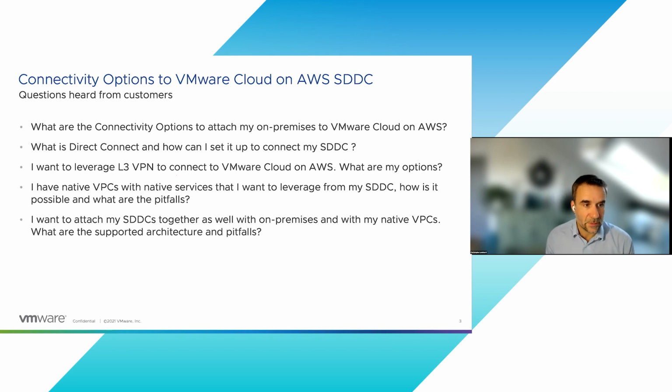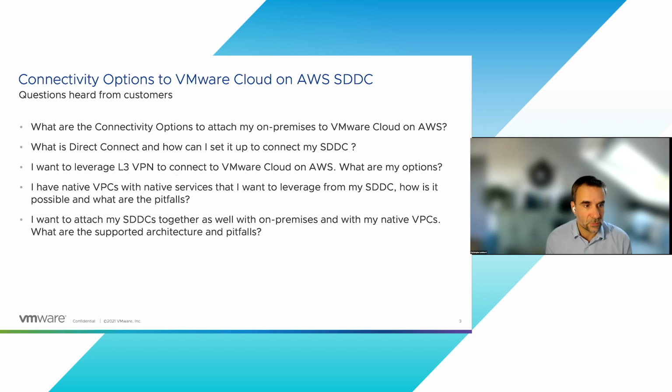Then going a little bit more in depth, we're going to be talking about what Direct Connect is and how I can set it up to connect my SDDC to VMC and to AWS, specifically when it comes to having private connectivity, high bandwidth, less jitter, less latency. Some of the questions we heard as well is, okay, Direct Connect is a bit too expensive. So what if I want to leverage layer 3 VPN to connect to VMC? And what are my options with VPN?